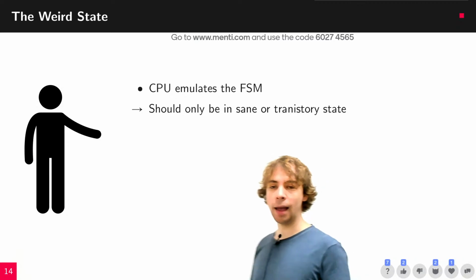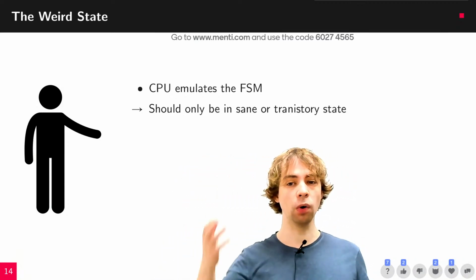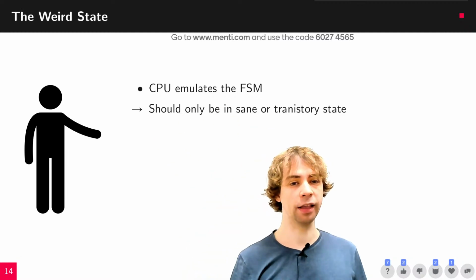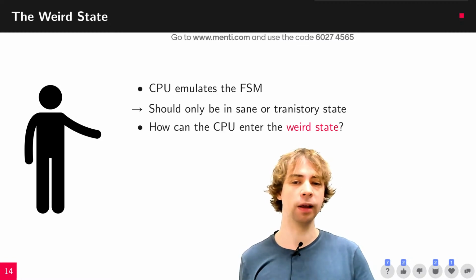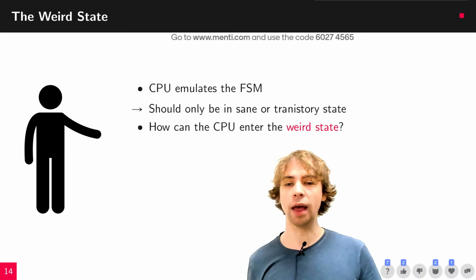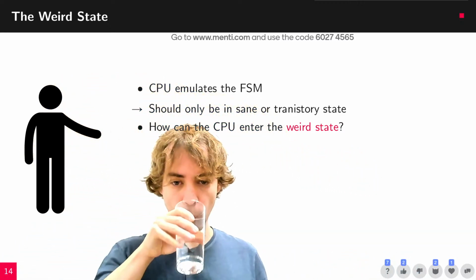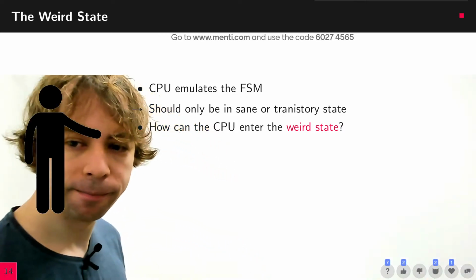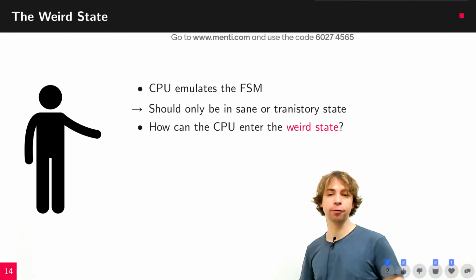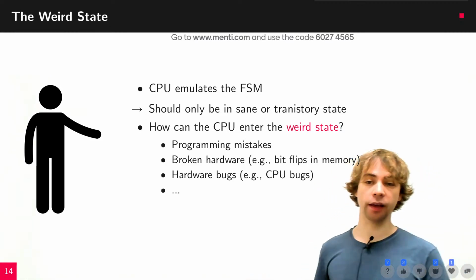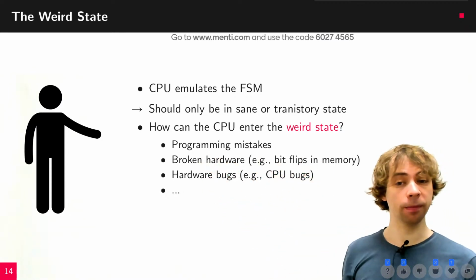So the CPU emulates the finite state machine, and as you have seen, we should only be in the sane or the transitory state. We should never go into a weird state. So how can that possibly happen? How can the CPU enter a weird state? And there are different ways how this can happen. For instance, programming mistakes or broken hardware. Maybe there are bit flips in your memory.